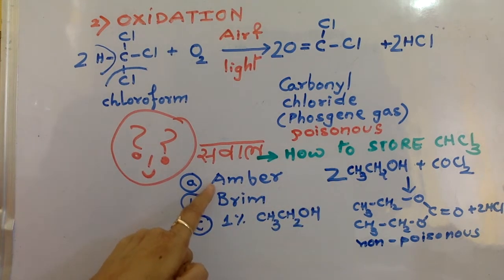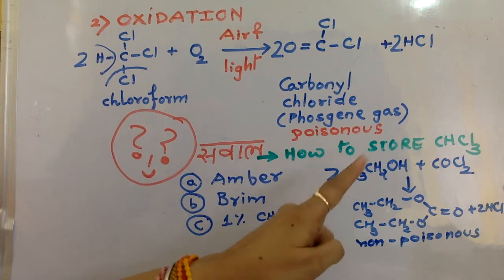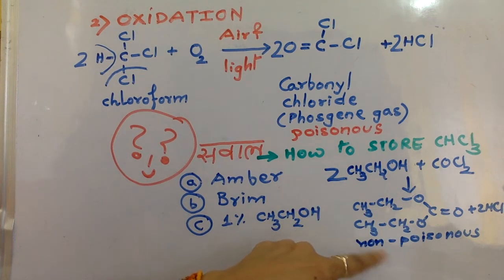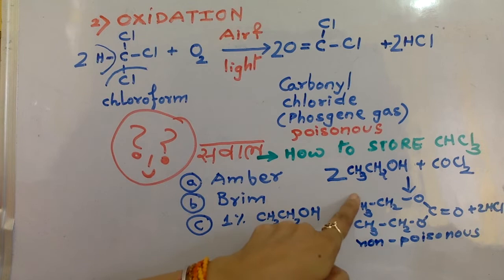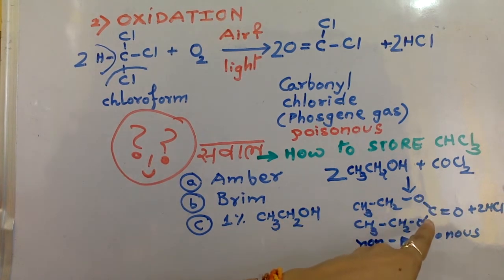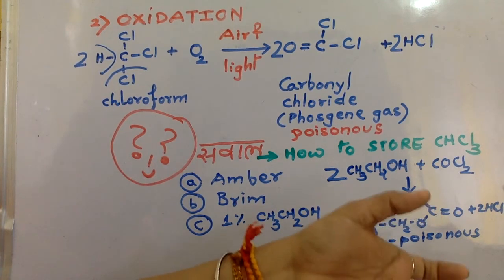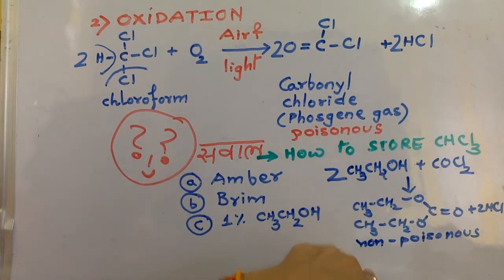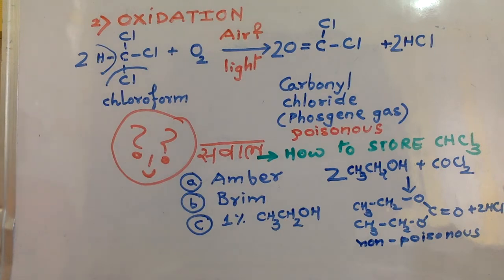Answer is, fill the bottle of chloroform up to the brim. The bottle you are using should be amber colored and add 1% ethanol. This ethanol will convert phosgene, if at all formed, to non-poisonous diethyl carbonate. This is diethyl carbonate. Now, students, we move to the third chemical property of chloroform.